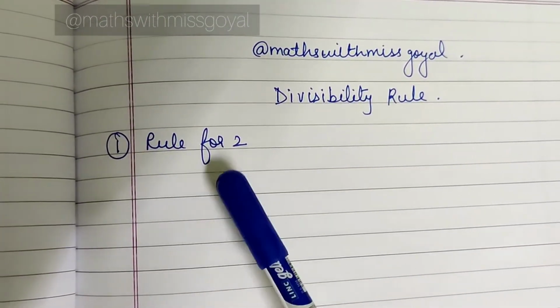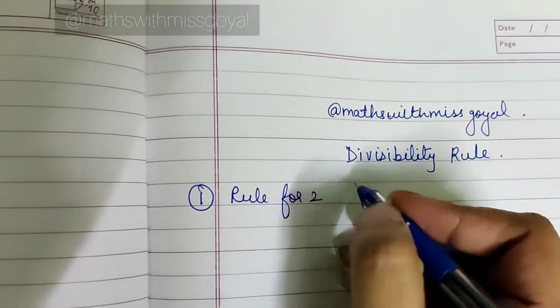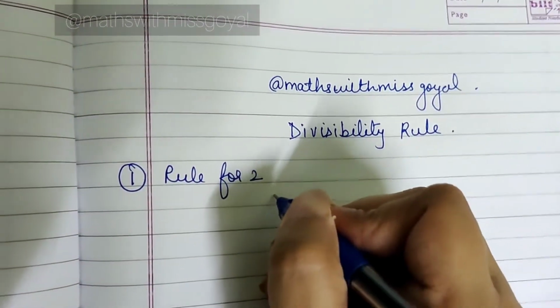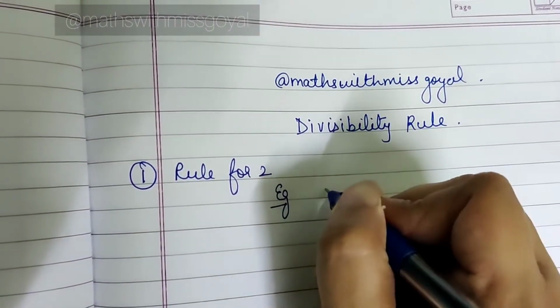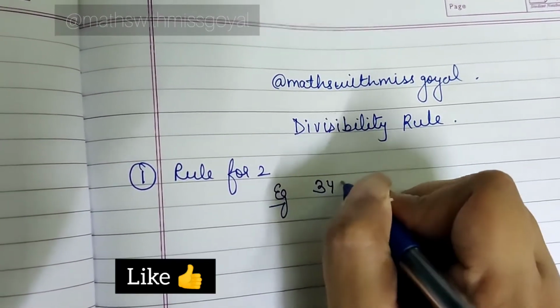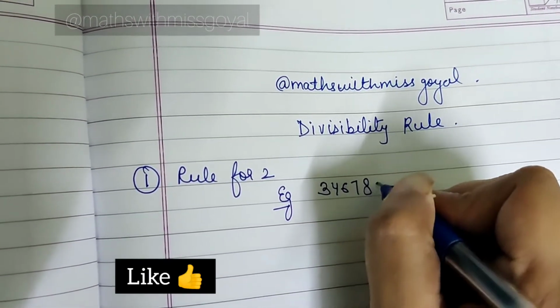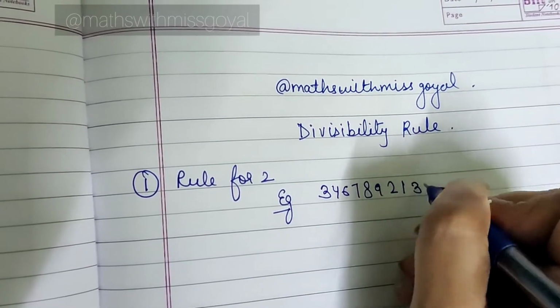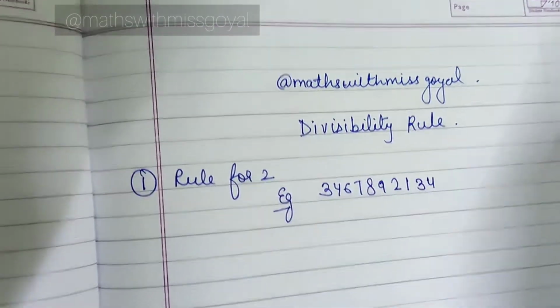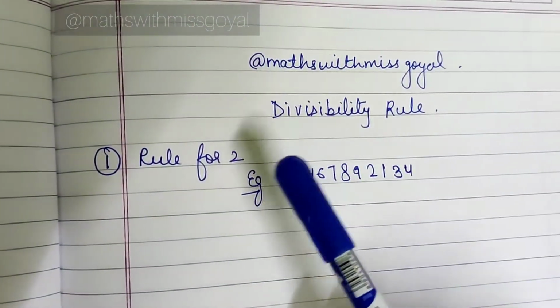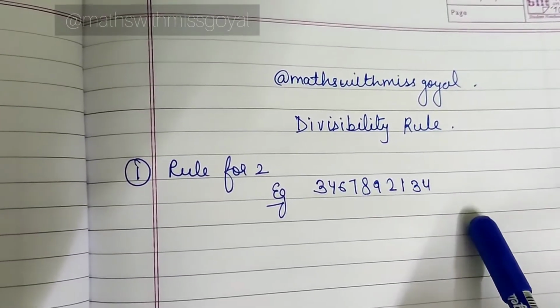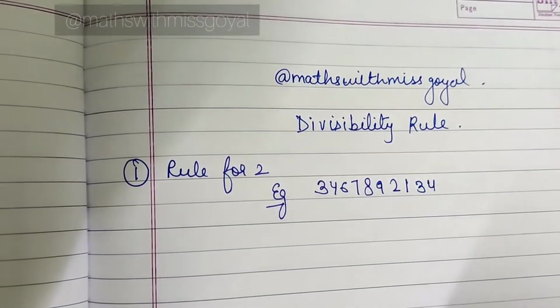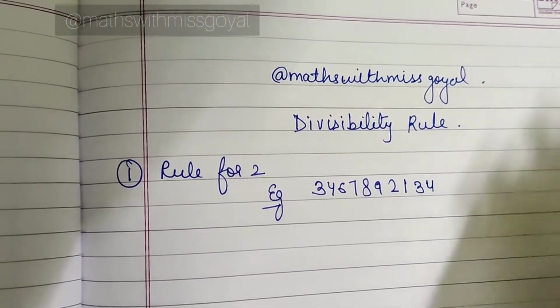First is the rule for 2. Let us understand it with the help of an example. Let us say I have a number 3 4 6 7 8 9 2 1 3 4, such a big number. If I do it by the traditional method of dividing it by 2, it will take too long to solve. So what will I do?